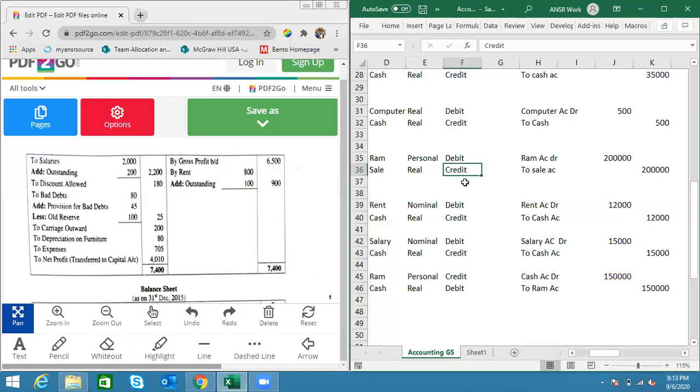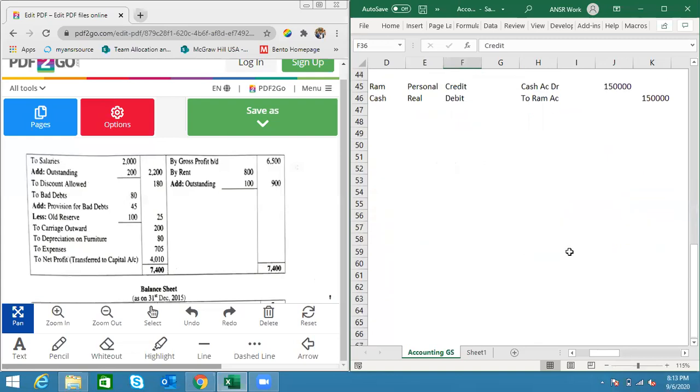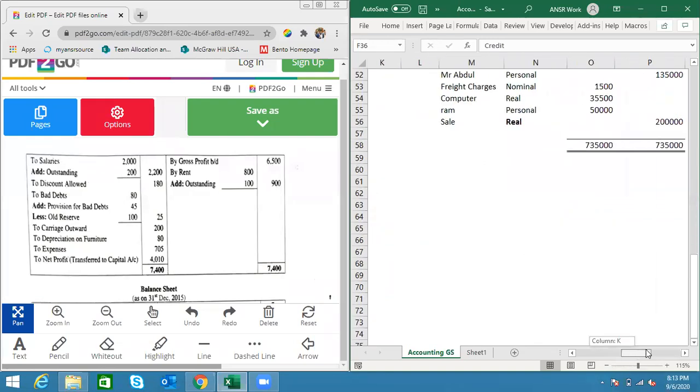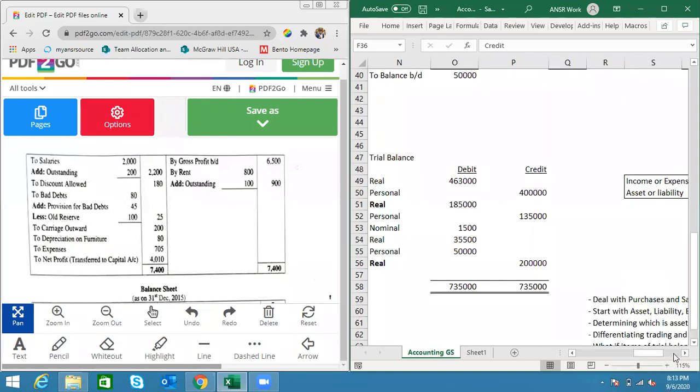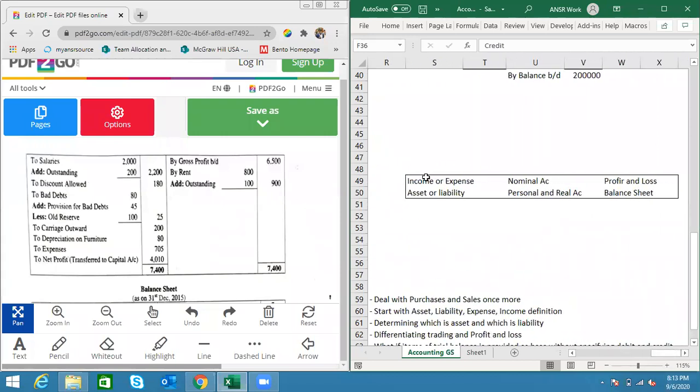The ultimate result is exactly the same. However, it will help us if we take it as a nominal account. It will help us in determining what statement it will go to. So we can easily determine that if it is a nominal account, it will go to the income and loss.